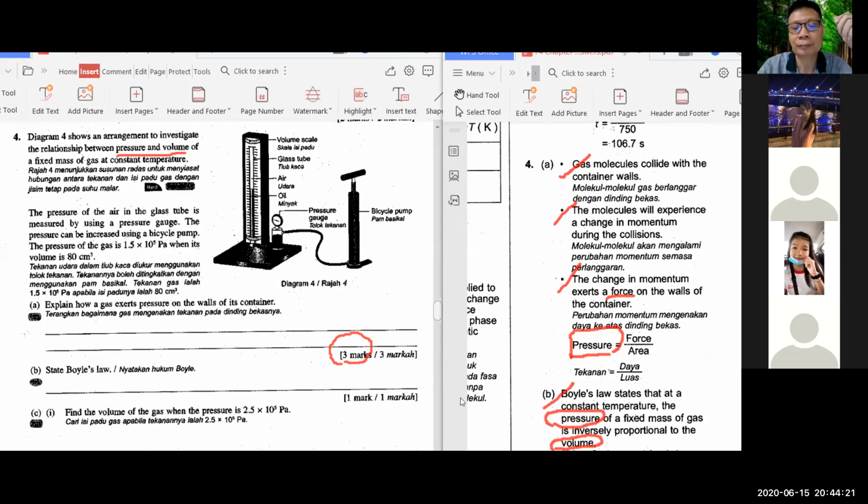Okay, remember that. I tell you what, Boyle's law, Charles' law must put here. And also the pressure law all must put here. Very important things, chapter 4.